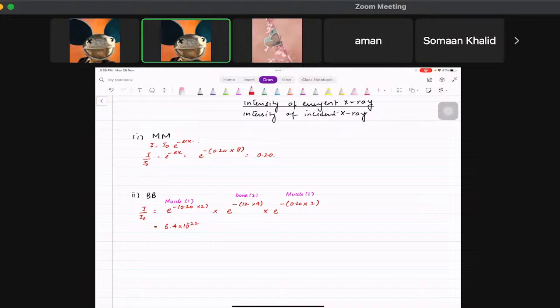So you're only dealing with every section separately, right? And multiplying its exponential function only. So that way you are going to get it in just 2 seconds. Understood?